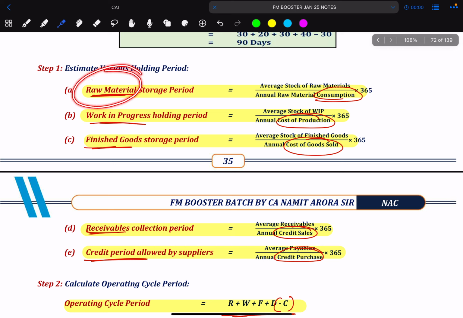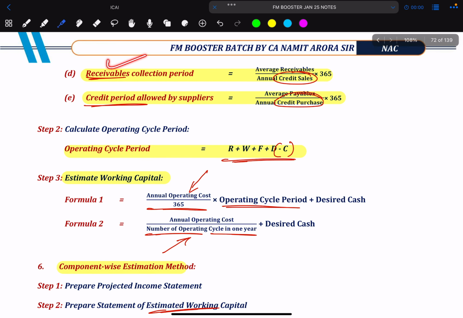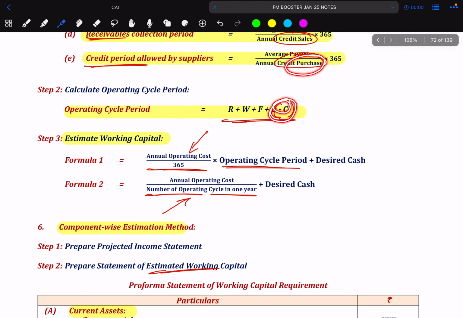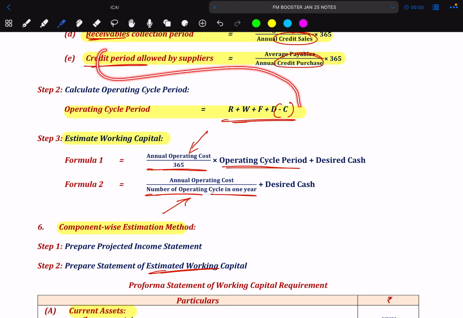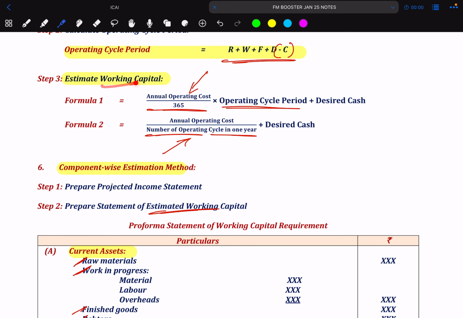Remember, when it comes to raw material, it is raw material by consumption, and when it comes to work in progress, it is work in progress divided by cost of production. And when it comes to finished goods, it is cost of goods sold. When it comes to receivables, it is credit sales, that is whatever we are going to get. And when it comes to credit period, it is credit purchases. So the only thing we are going to subtract is the credit period we have found, and the other things we are going to add. After this, the operating cost will be given in the question. So divided by 365 into the operating cycle period, plus desired cash if they have given. So you will get the estimated working capital.